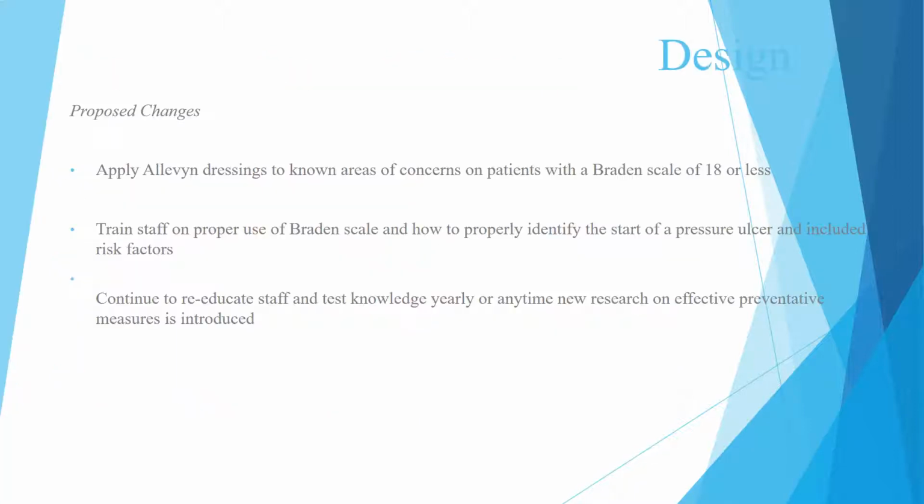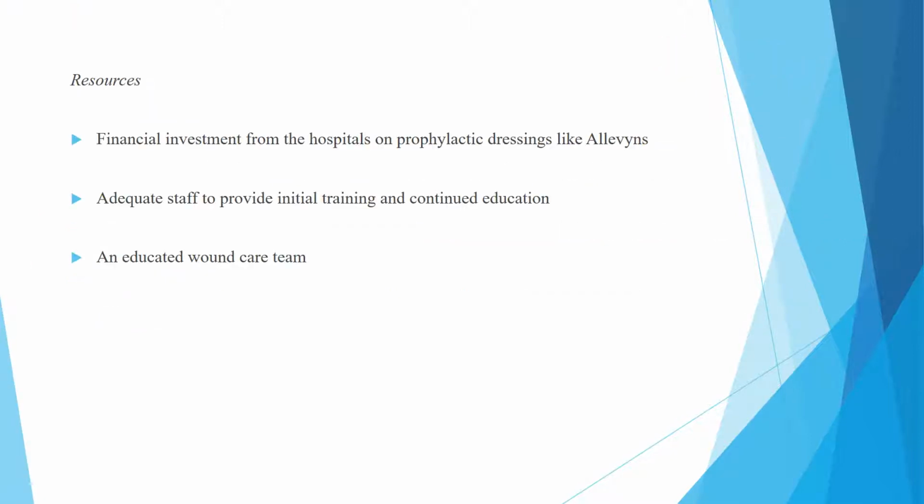The purpose of proposed changes includes applying leave-in dressings to known areas of concern on patients with Braden scales of 18 or less, to train the staff on the proper use of the Braden scale and how to properly identify the start of a pressure ulcer and the included risk factors. We want to continue to re-educate staff and test their knowledge yearly or anytime any new research on effective preventative measures is introduced.